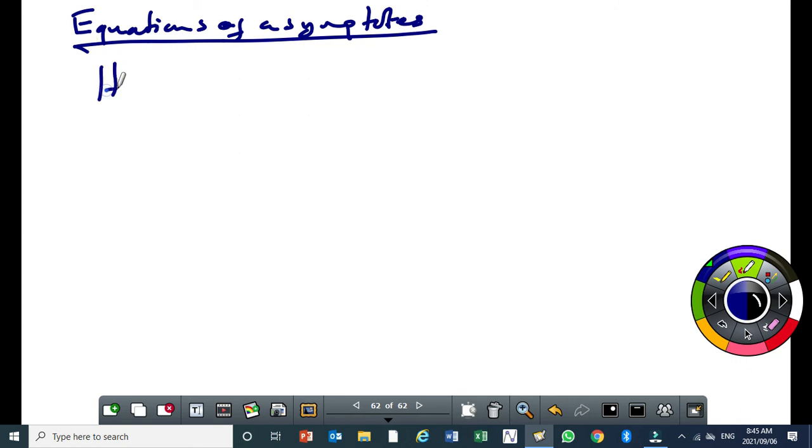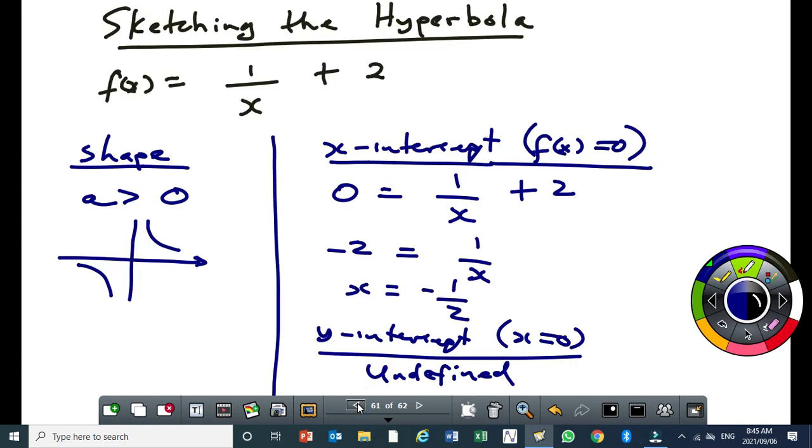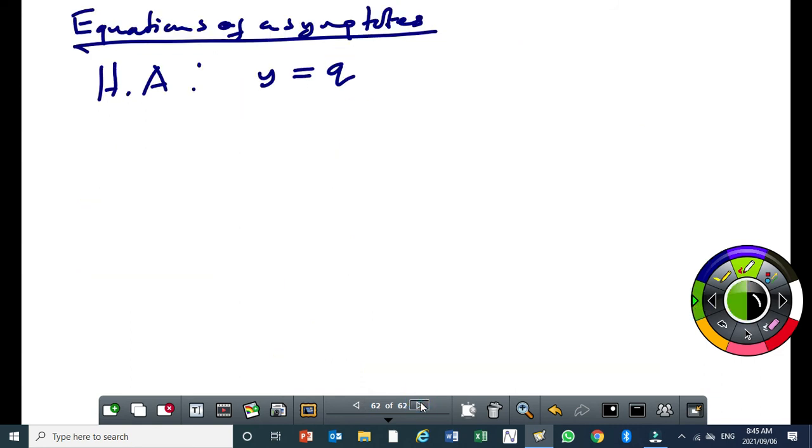Okay, so if I write HA like that, for our own purposes, horizontal asymptote. But in your case, you don't write HA equal to. The horizontal asymptote is y equal to q, but in this case now, our value of q is positive 2. Therefore, our equation of our horizontal asymptote will be y equal to 2. Okay? The equation of the vertical asymptote is always x equal to 0. You don't have to think, right?